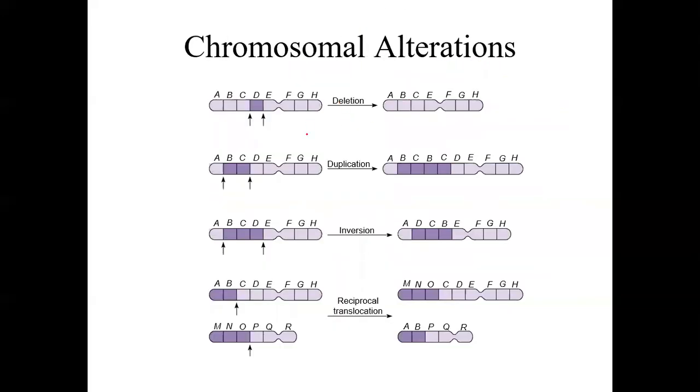Chromosome alteration. This is talking about specific genes. Entire genes can get deleted. Some genes can get duplicated. Sometimes we can actually invert them, so rather than being BCD, we can be DCB. And then we get reciprocal translocation, where a gene that's on one chromosome gets moved over to another.